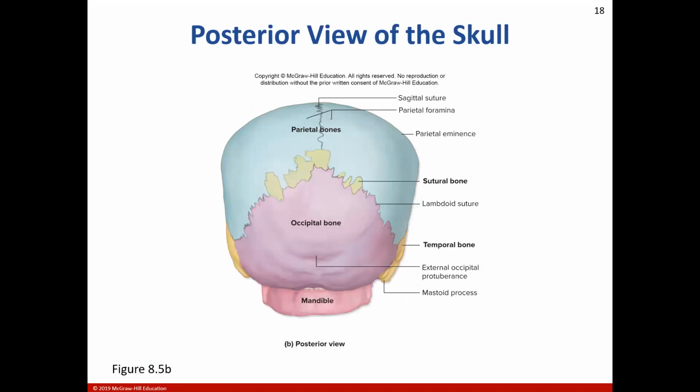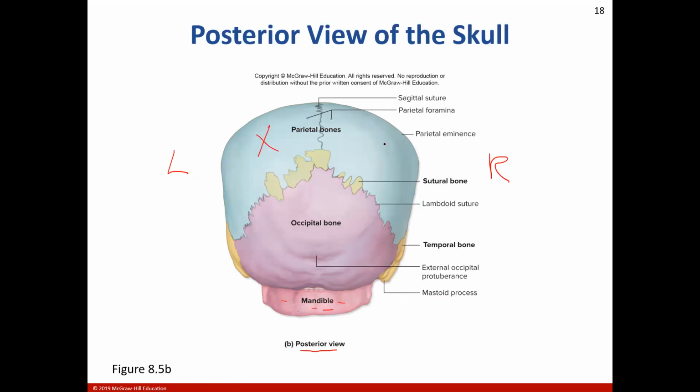So now we have a posterior view. Posterior view, we're looking at the back of the skull. So again, the cervical spinal column has been removed. So all this is a skull. So you can see the back of the mandible. This is posterior mandible, like inside your mouth. So if you're looking at this, now you have to know that this is right and this is left because this is a posterior view.